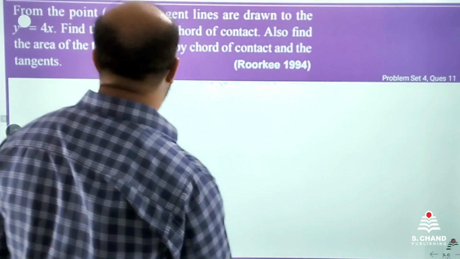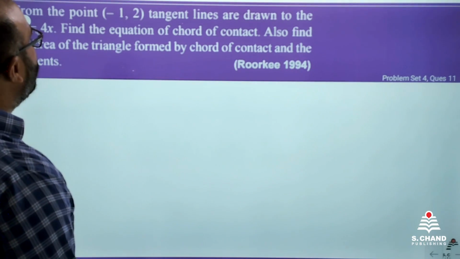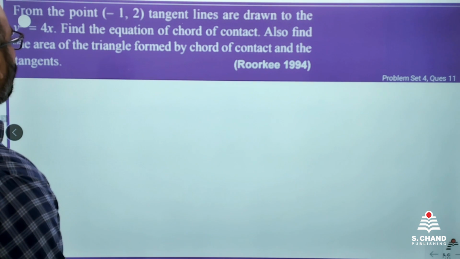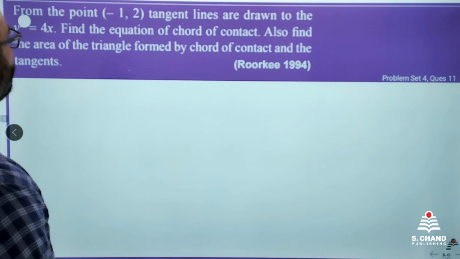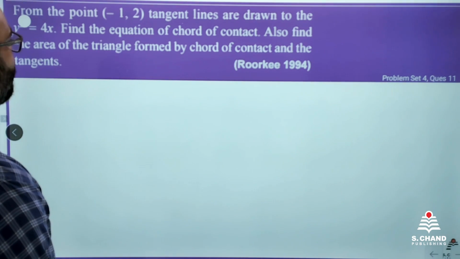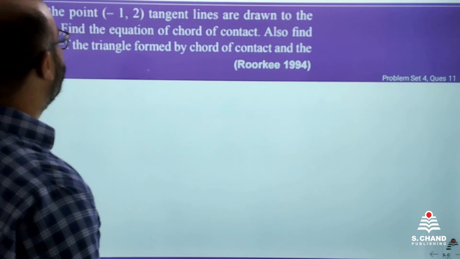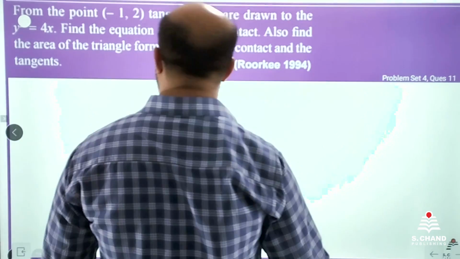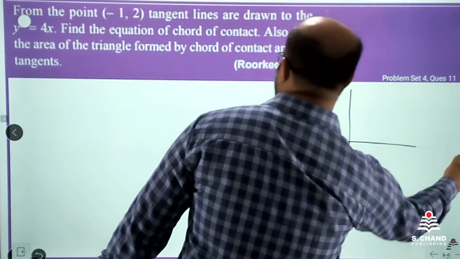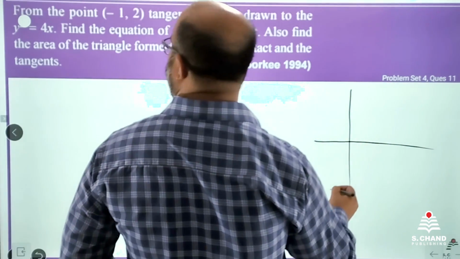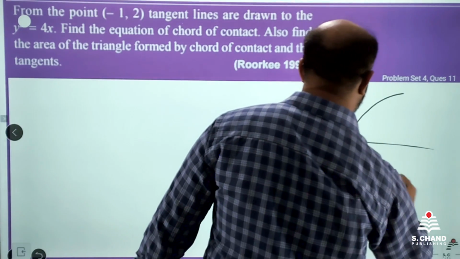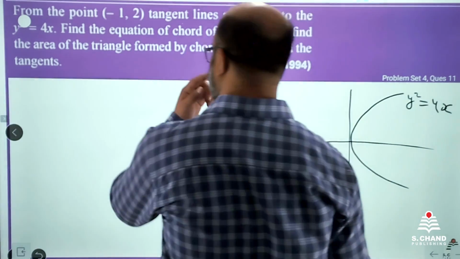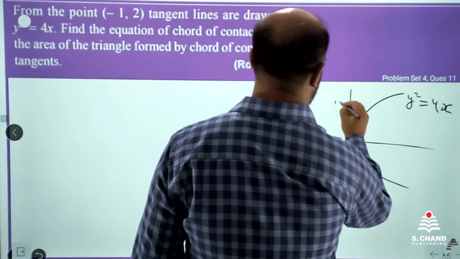Let us come to the next question. It says from the point minus 1 comma 2, tangent lines are drawn to the parabola y square equal to 4x. Find the equation of chord of contact. Also find the area of the triangle formed by chord of contact and the tangents. So here we have the point minus 1 comma 2, and we have the parabola y square equal to 4x. Minus 1 comma 2 is this point.